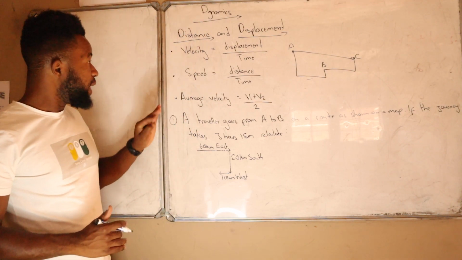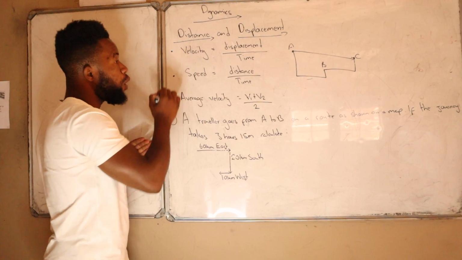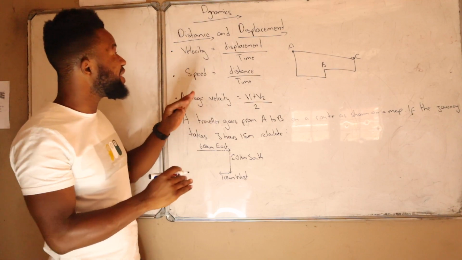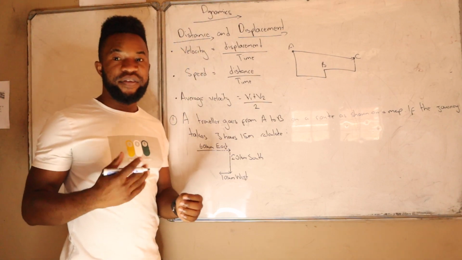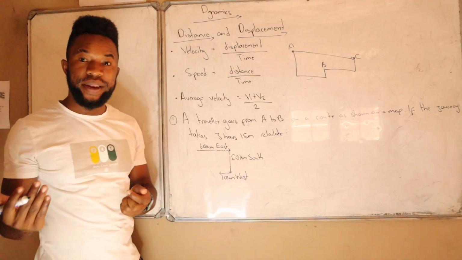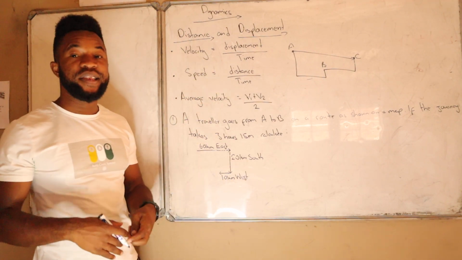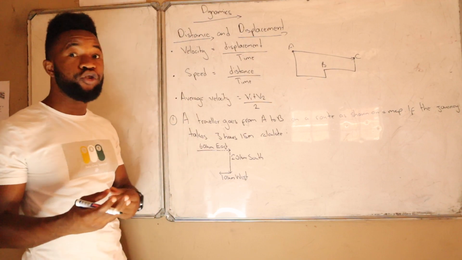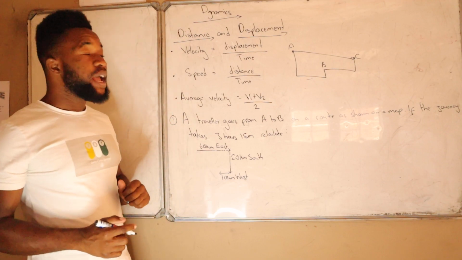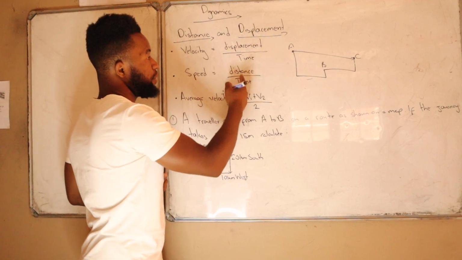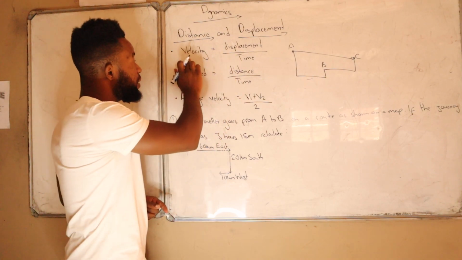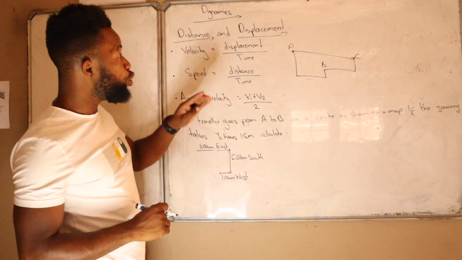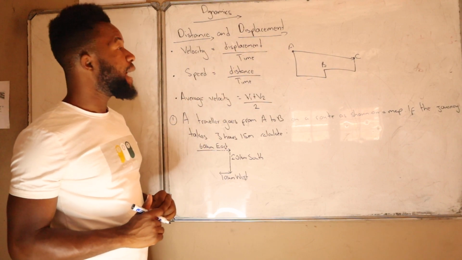Since we are talking about distance and displacement, there are also calculations involved. The first is the calculation of velocity. A velocity is the rate of displacement. Another question can ask you what a velocity is. So a velocity is the rate of displacement. And how do you obtain a velocity? A velocity is the displacement divided by the time. So in order to get a velocity, you need the displacement, and you also need the time.